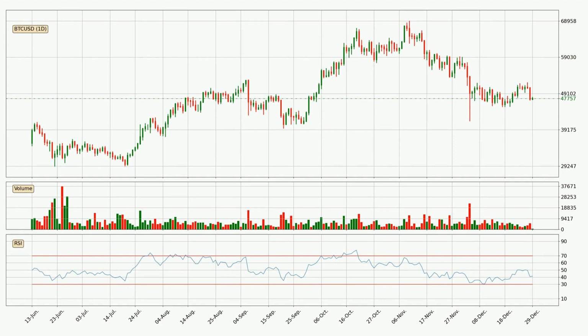Jumping to the daily relative strength index, the current daily RSI is at 41, so it doesn't show signs of overbought or oversold conditions at this point.